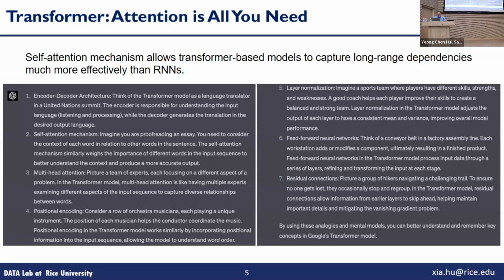The encoder is responsible for understanding the input language, listening, and processing, while the decoder generates the translation in the desired output language. Okay, very nice explanation about how this kind of encoder-decoder architecture really works. And then similar to this, it also explains the self-attention mechanism, multi-head attention, positional encoding, layer normalization, feed-forward neural networks, residual connections, one by one, and very nicely using real-world examples in an intuitive way.